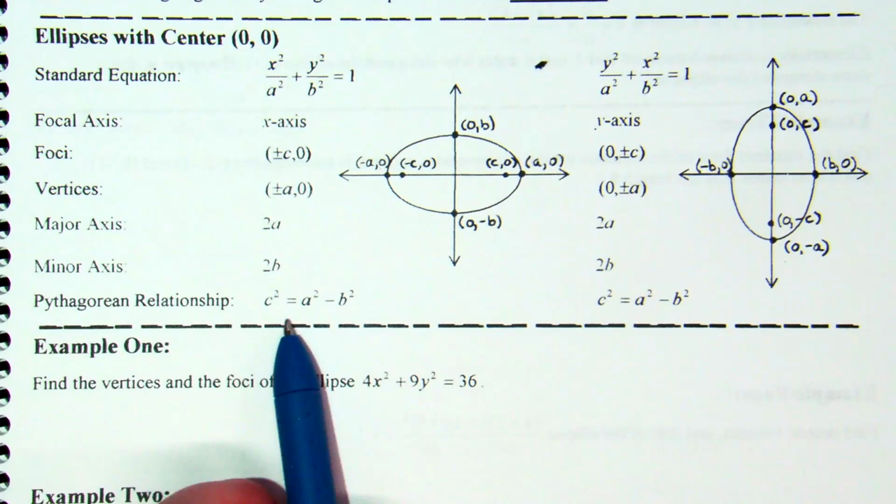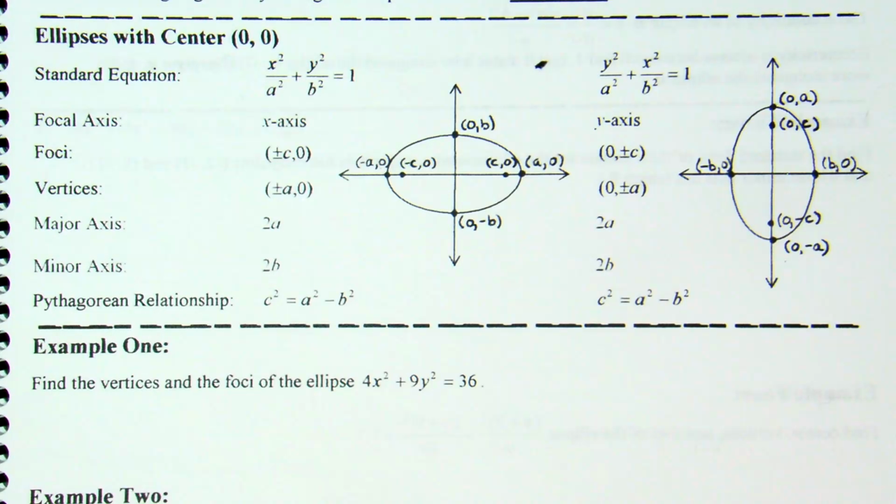And then we have something called a Pythagorean relationship. Note, it is not the Pythagorean theorem. It's very similar to the Pythagorean theorem, but it's not identical. The Pythagorean relationship for an ellipse is c squared equals a squared minus b squared. This is what relates a, b, and c, and what we'll use when we need to find a, b, or c, depending on what scenario you're given. Would it be the same if it was a squared minus b squared equals c squared? Yeah, you could say a squared minus b squared equals c squared.